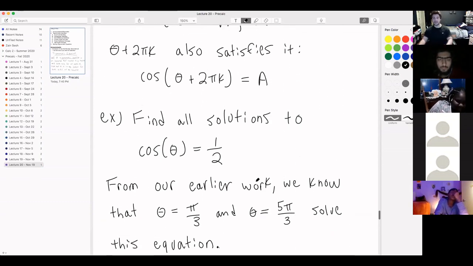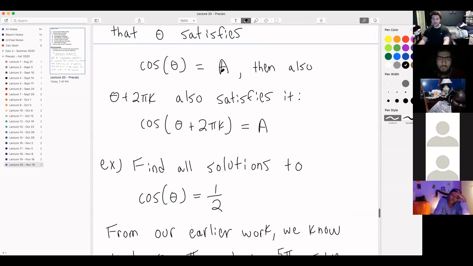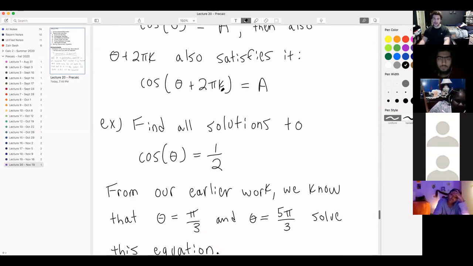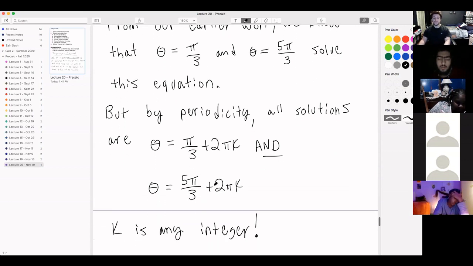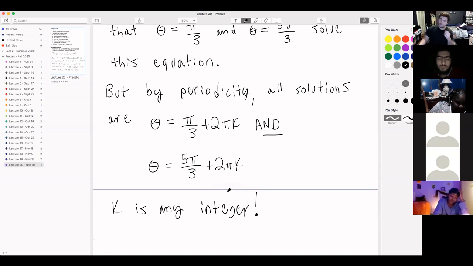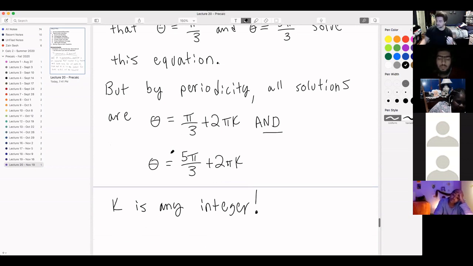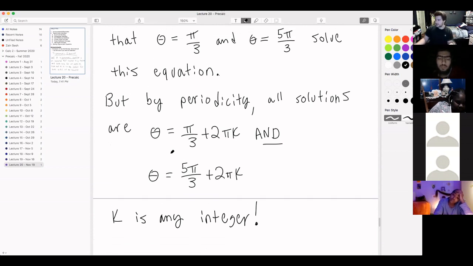This is just like I did up here. If cosine of theta is equal to capital A, then I know that if I add 2 pi k to theta, that also solves the equation. That's by periodicity. You do this now with pi over 3 and 5 pi over 3. So any integer you pick, 1, -1, 2, -2, 3, and so on, plug that in for k, and that will be a solution. So we have infinitely many solutions, an infinite family of solutions. Hope this is all right. I'm not really hearing from anyone right now, but hopefully this is okay.